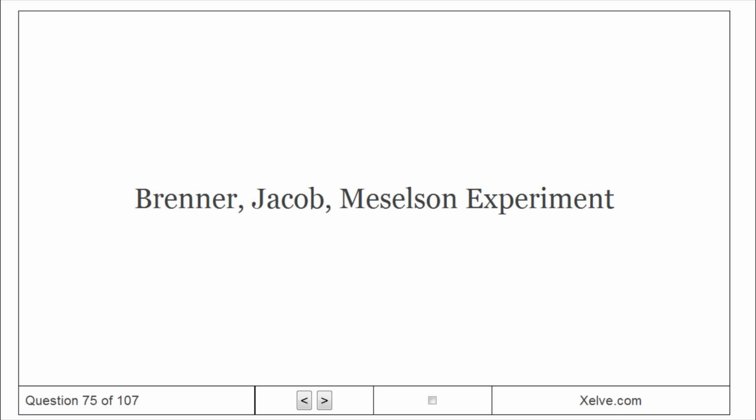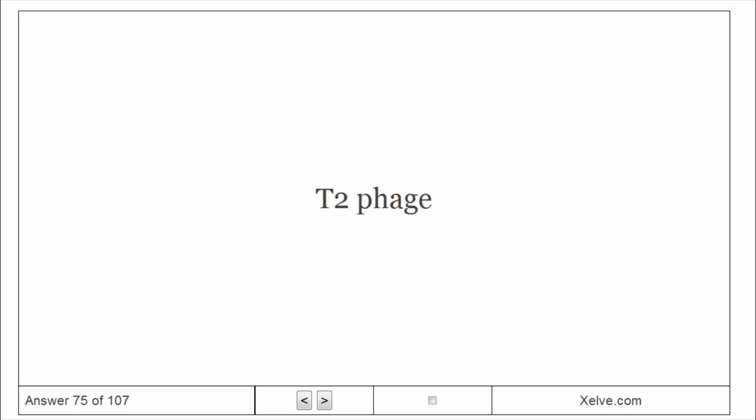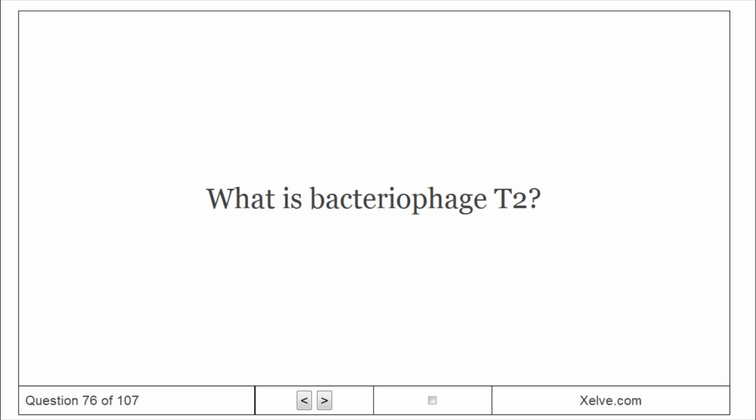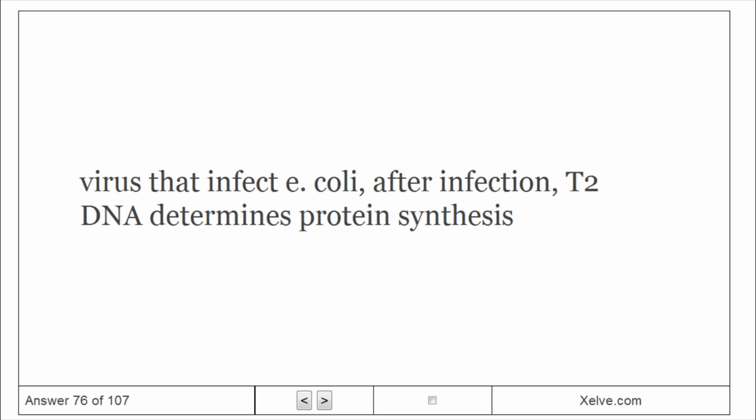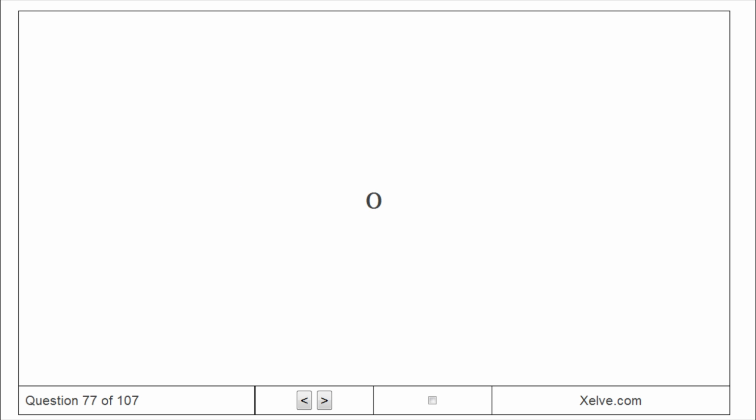Brenner, Jacob, Meselson experiment. T2 phage. What is bacteriophage? T2: a virus that infects E. coli. After infection, T2 DNA determines protein synthesis. Info.